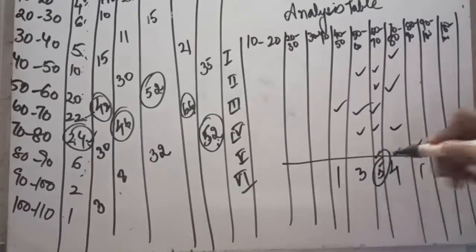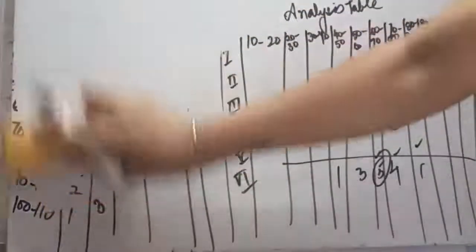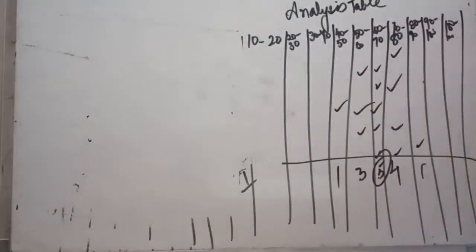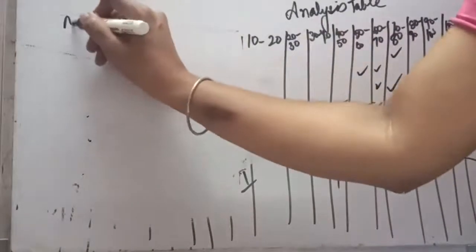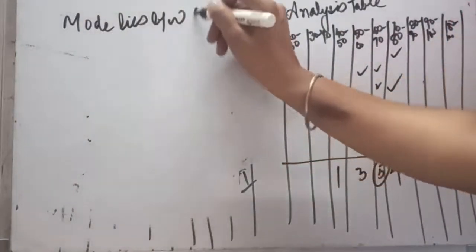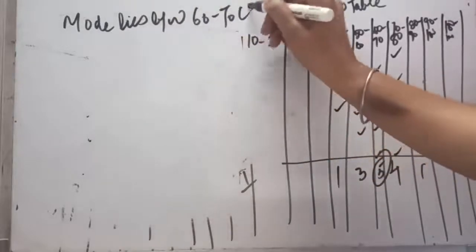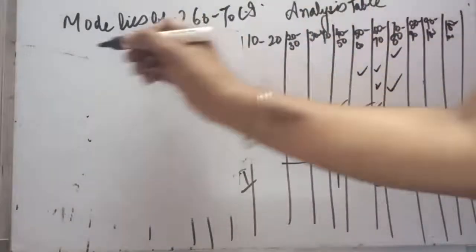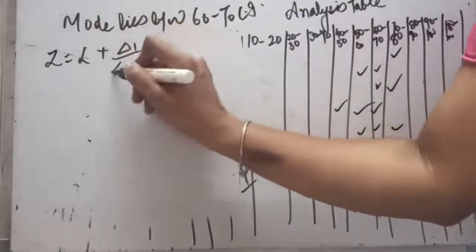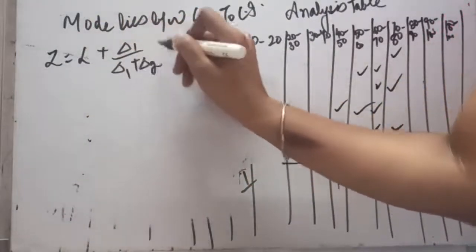So here is the maximum answer. But here our question will not end. Why? Because in the discrete series we were having only one element, that is, x was single values. But here, we can only say that our modal value is lying between 60 to 70. So we will just write down that the mode lies in the 60 to 70 class interval. Now we will write the mode's formula: lower value plus delta 1 divided by delta 1 plus delta 2, into i.